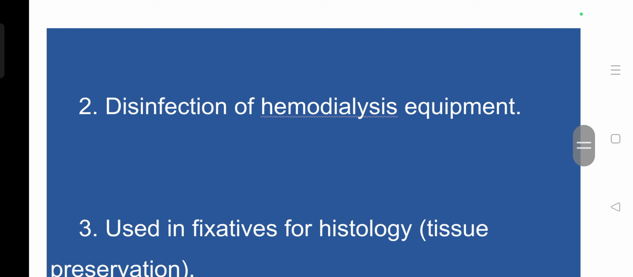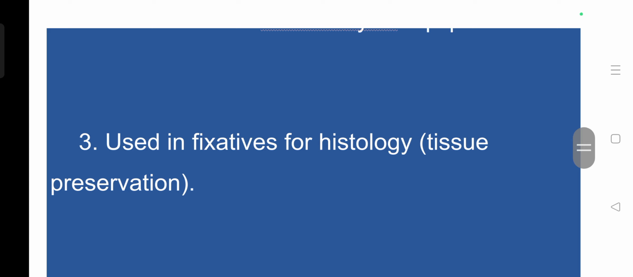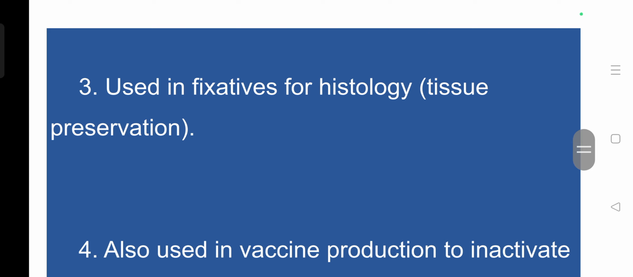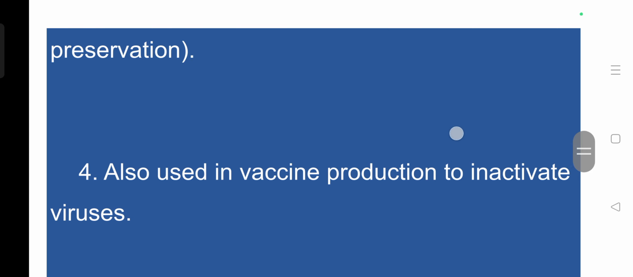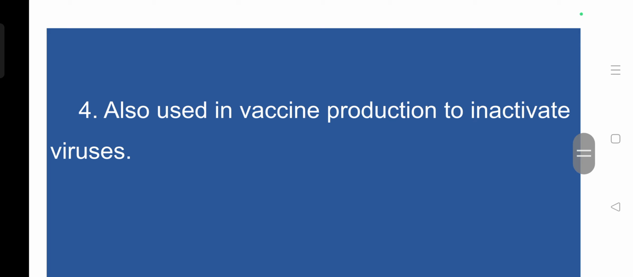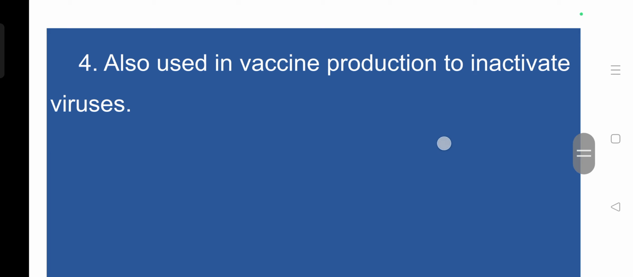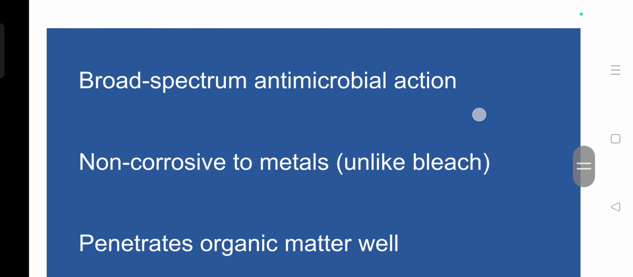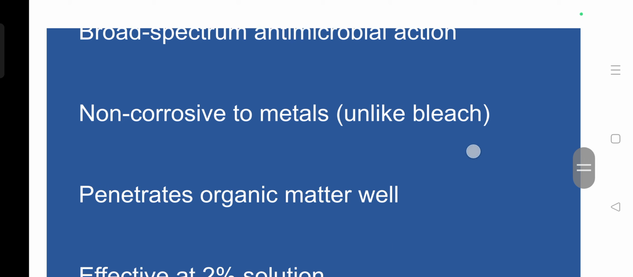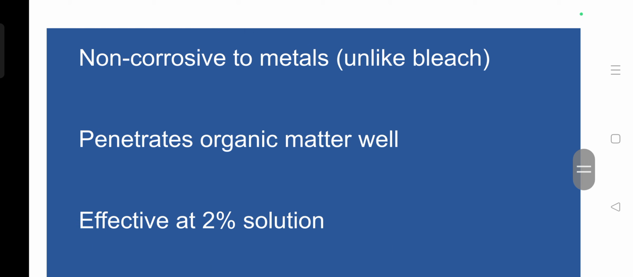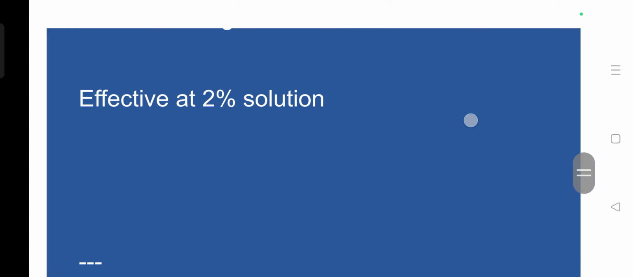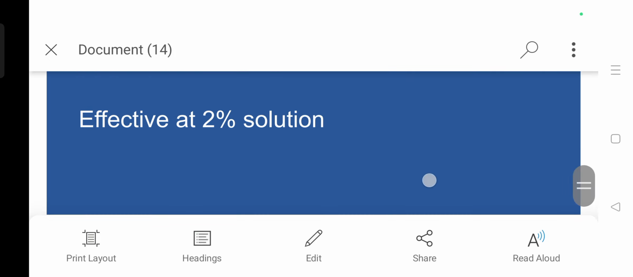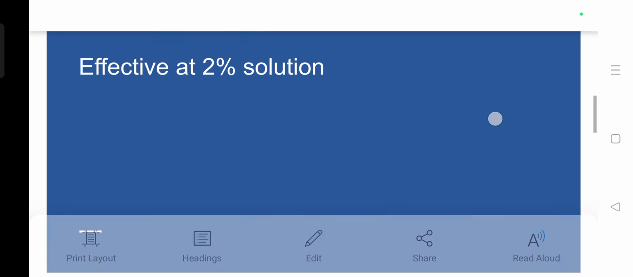hemodialysis equipment, used as a fixative in histology for tissue preservation, and also used in vaccine production to inactivate viruses. Advantages are broad spectrum antimicrobial action, non-corrosive to metal unlike bleach, penetrates organic matter well, and effective at a 2% solution. So a 2% solution is effective. This is a very important point, many times asked in exams.